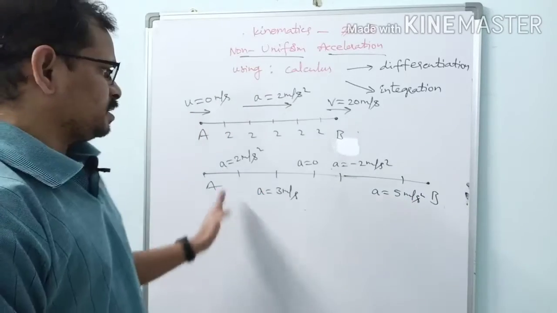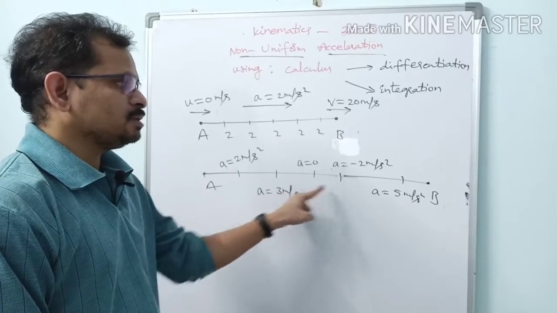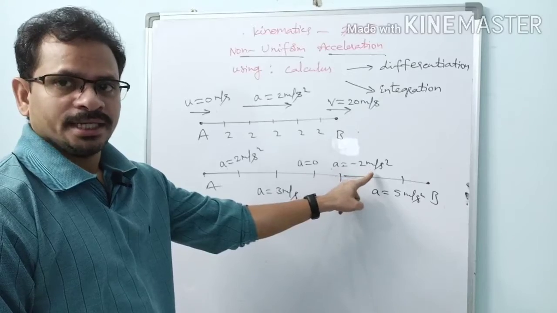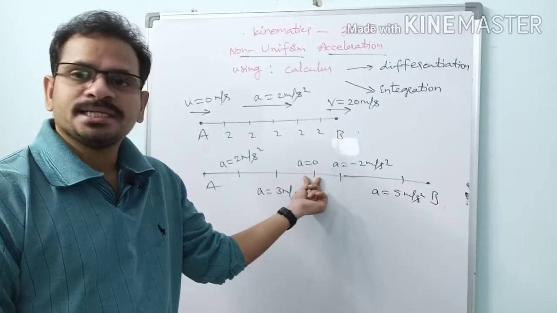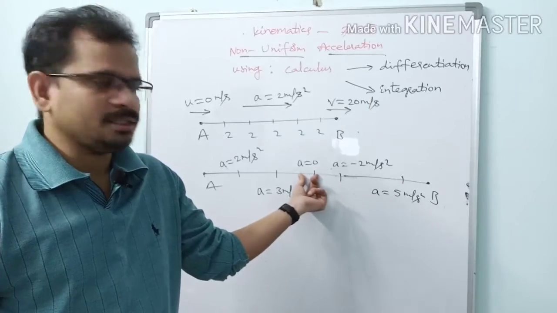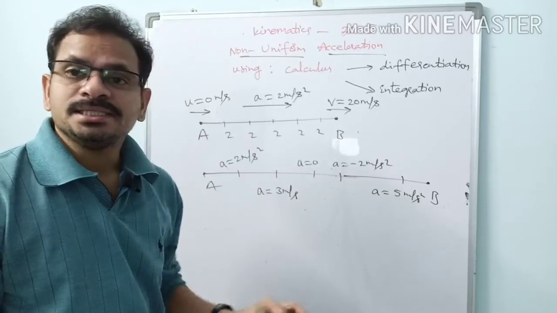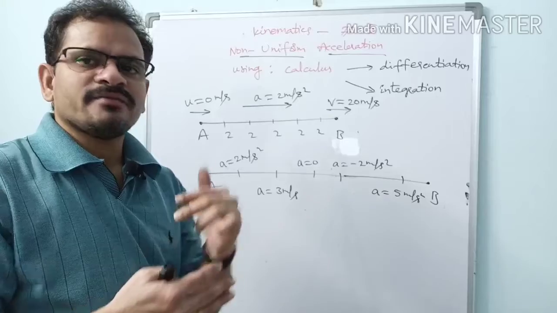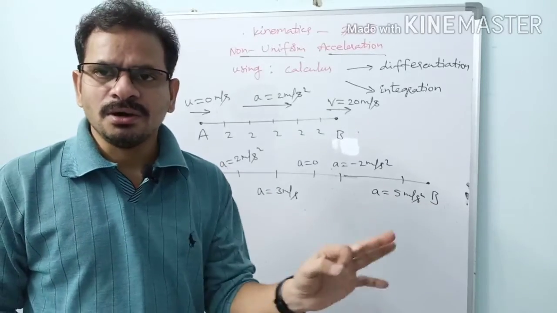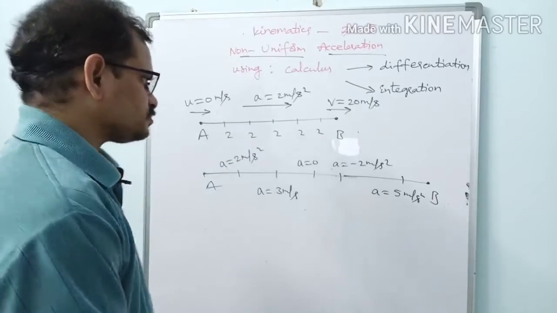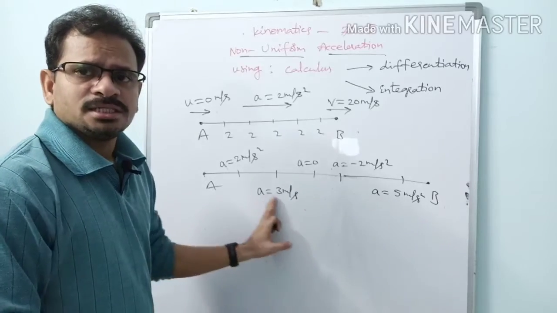See here what is happening. There are instances where the acceleration is positive, there are instances where acceleration is negative, and there are instances where acceleration is becoming 0. That is, at this instant the particle's velocity is remaining constant, it is not changing. At this instant the velocity of the particle is decreasing. At this instant the velocity is increasing. So velocity increasing is there, velocity decreasing is there, velocity remaining constant is there. Such type of motion we call non-uniform acceleration. So at different instances of time throughout the journey, the acceleration is not remaining constant.